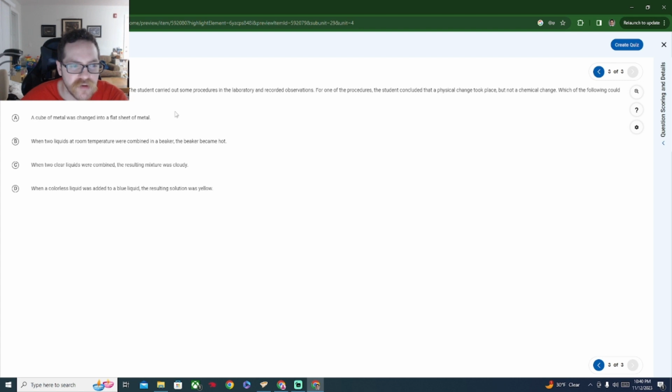All right, a student was studying physical and chemical changes. The student carried out some procedures in the lab and recorded observations. They concluded a physical change took place but not a chemical change. Which could have been the result of that? A cube of metal was changed into a flat sheet. Two liquids combined, the beaker became hot. Two clear liquids combined, it became cloudy. Colorless was added to blue, it turned yellow. Okay, let's do all these going from bottom up.